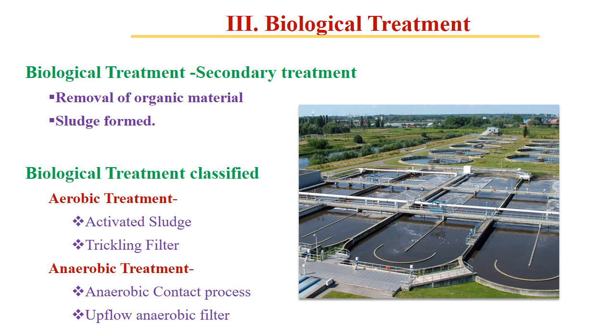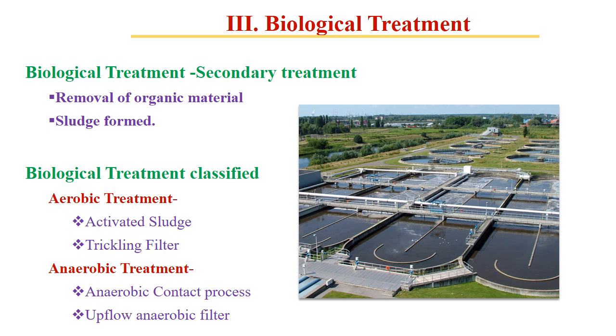Now the next stage, that is the main important effluent treatment, is biological treatment. It is also called secondary treatment. Here the main aim is removal of organic material and formation of sludge.